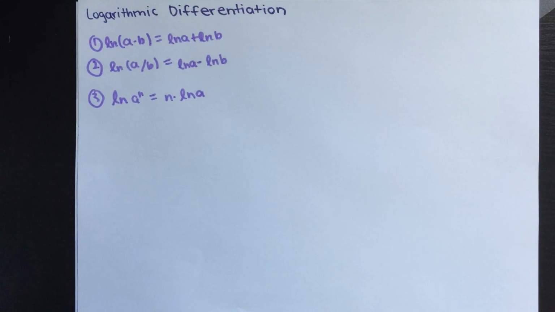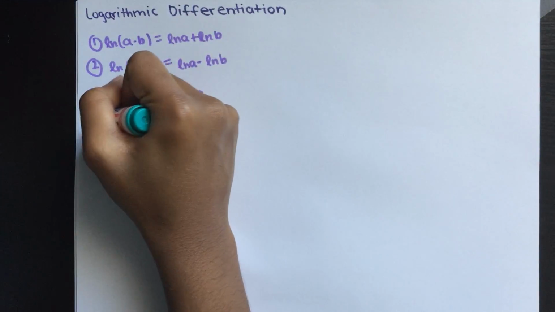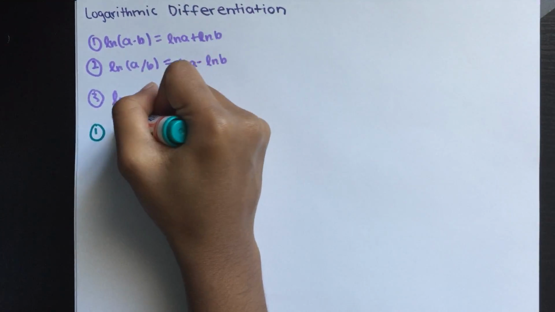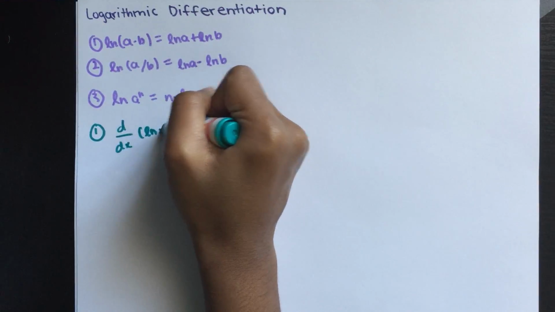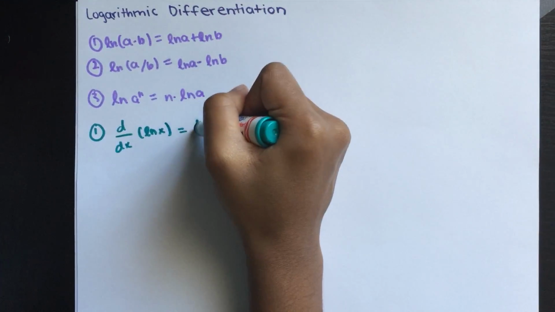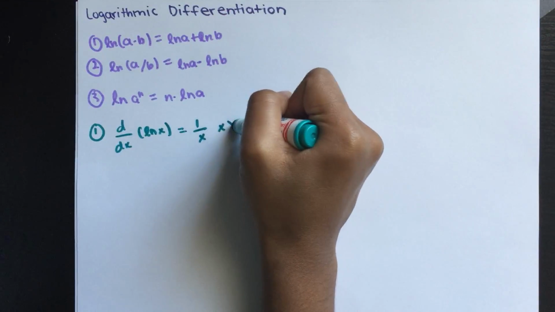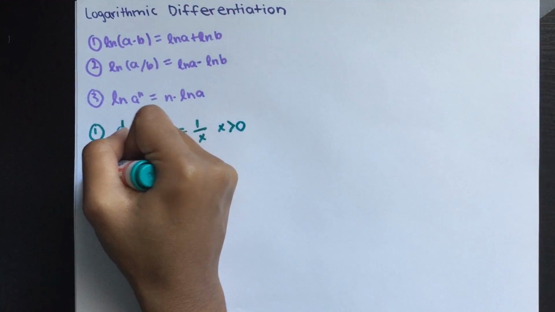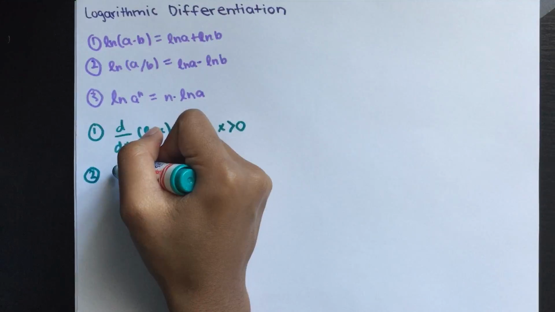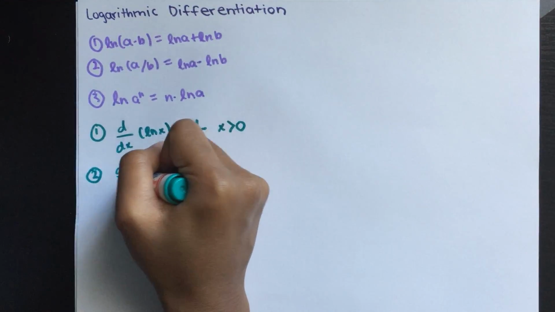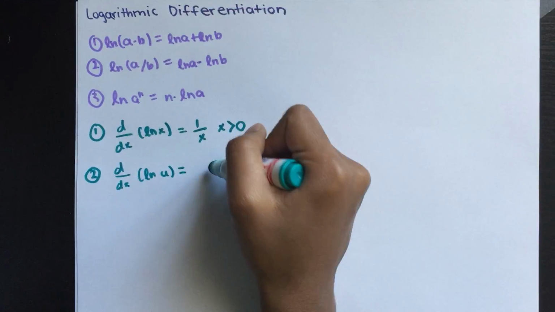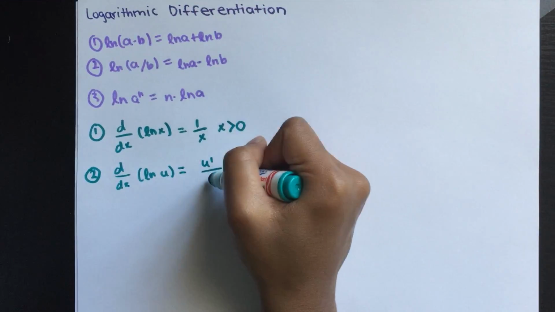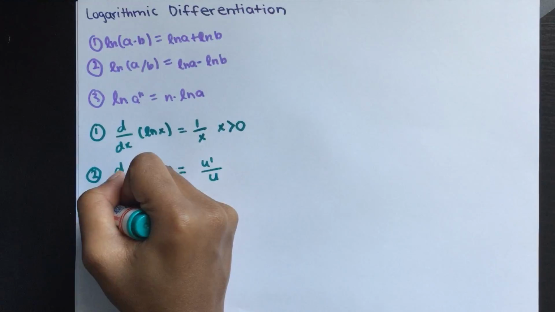And now I'm going to introduce some differentiation rules. The first one is that the derivative of ln of x equals 1 over x, and x is greater than 0. The second rule is that the derivative of the natural log of u, where u is a function, is the derivative of that function over the function.